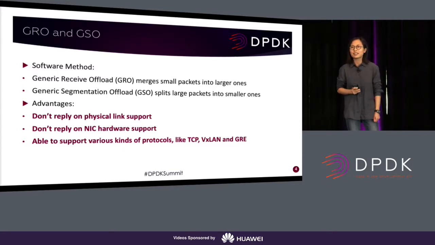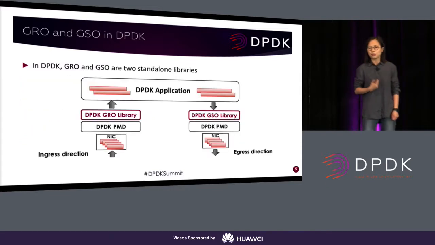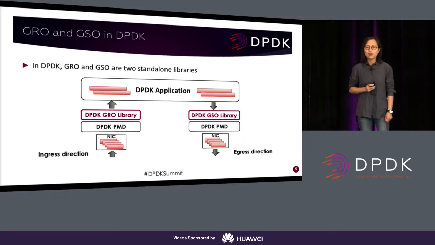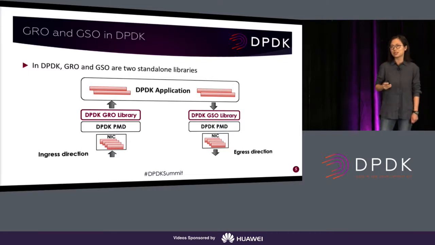To benefit DPDK applications like Open vSwitch, we provide our GRO and GSO implementation in DPDK. Let us see their position in DPDK. As you can see in this picture, GRO and GSO are two standalone libraries in DPDK, and they are higher than the PMD driver but lower than the DPDK application. GRO always works in the ingress direction, and GSO always works in the egress direction.